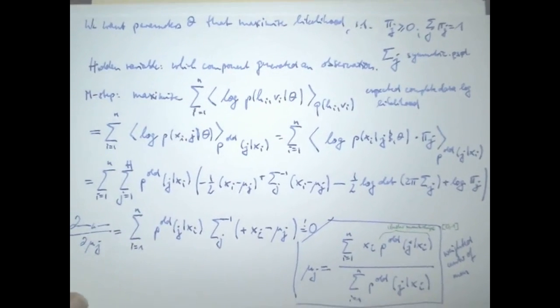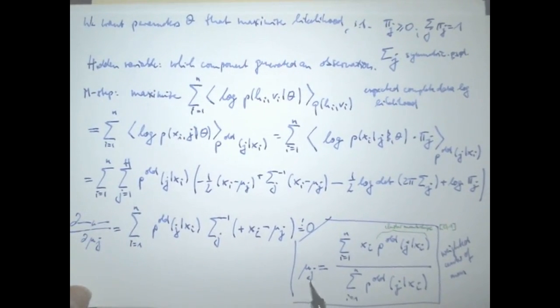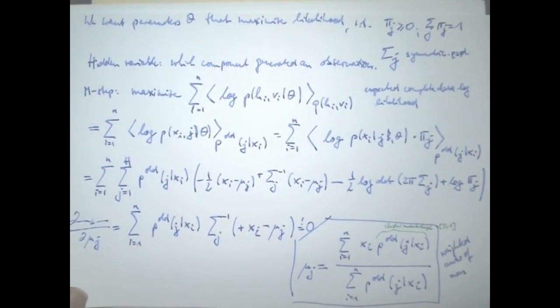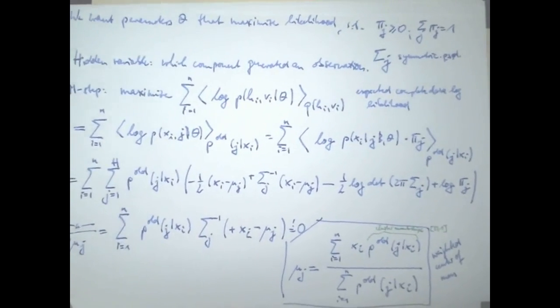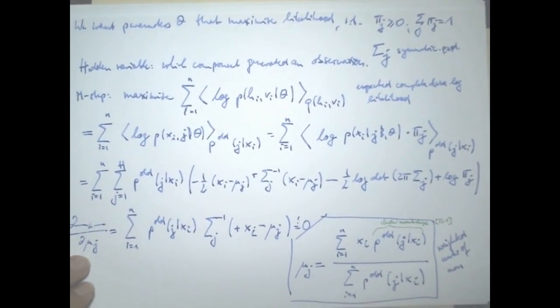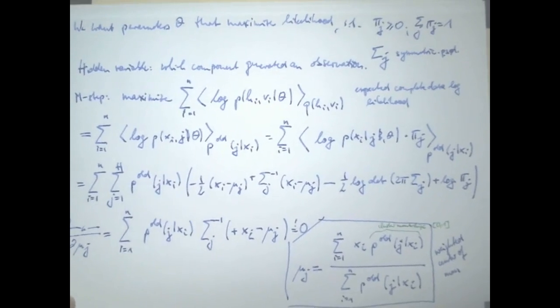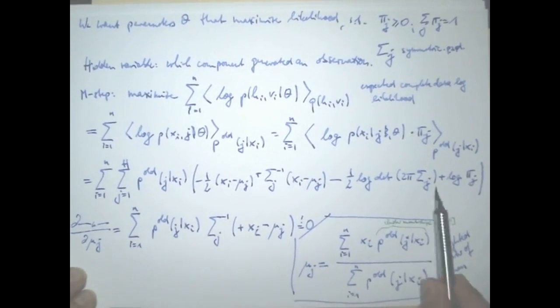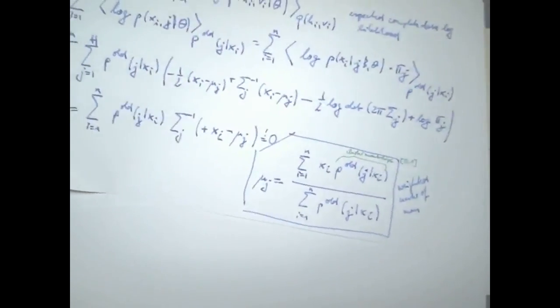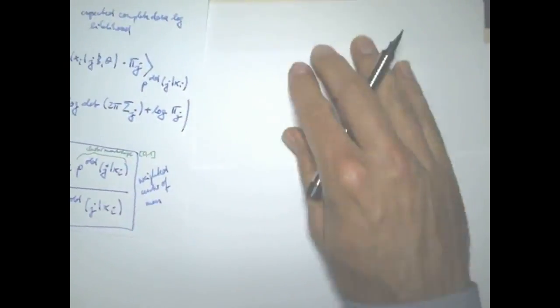Now I have found an equation for an update of the means, but in the demo you saw that the clusters should also adjust in their shape. So we need to differentiate this entire thing with respect to the covariance matrix also. That is a little bit trickier.